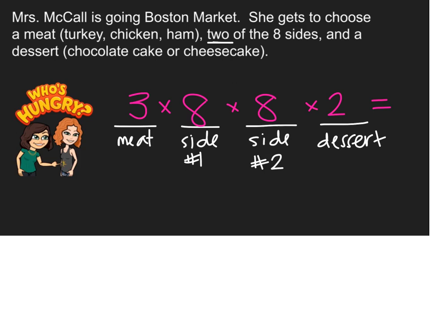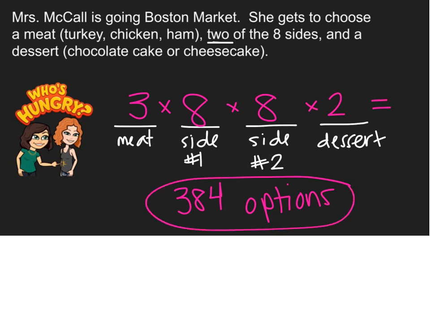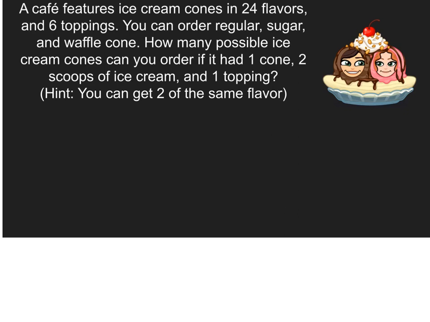All right, when I multiplied that, I got 384 options. Thank goodness we did not make a tree diagram for that. That really would have been just awful. So this fundamental counting principle is super helpful. All right, we got just a couple more.